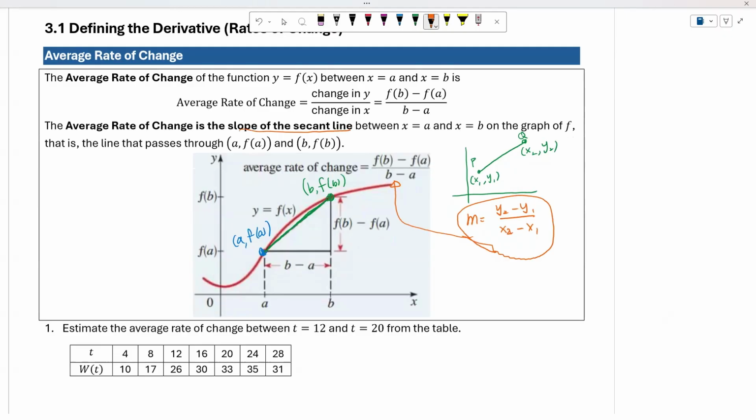Okay. Where consider that this A is x sub 1, f of A is y sub 1, and B is x sub 2, y sub 2 is f of B. Okay. Then we plug it in the formula y2 minus y1 over x2 minus x1. Okay. Yeah, this is how we work with the average rate of change then.